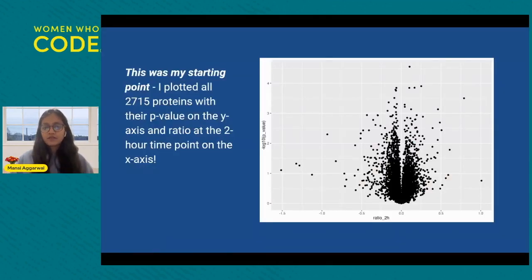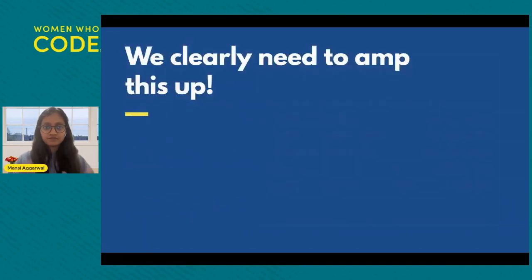So this was my starting point, a very average chart. I just plotted all the proteins I had with their p-value on the y-axis and the ratio at the 2 hour time point on the x-axis. Don't worry about learning what ratio is. They're just two variables, and I've plotted their values for all the proteins. What is going on? I did not know either. This was my baseline chart. But now we'll see the journey of where I went and what analysis I was able to produce only through visualizations.